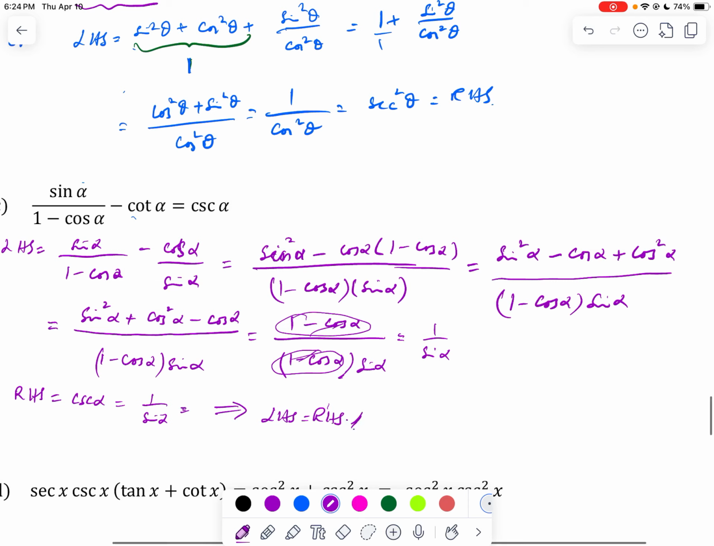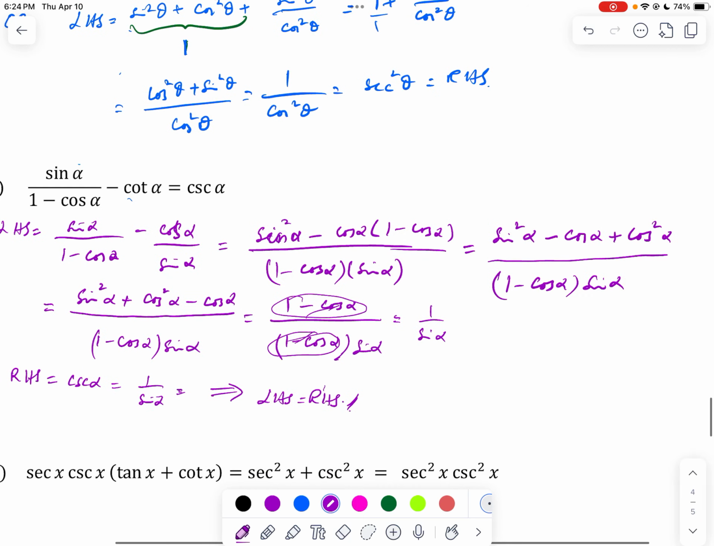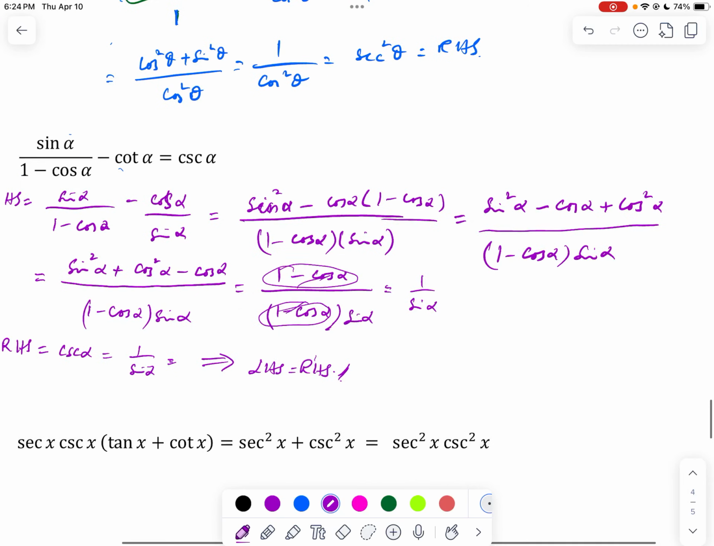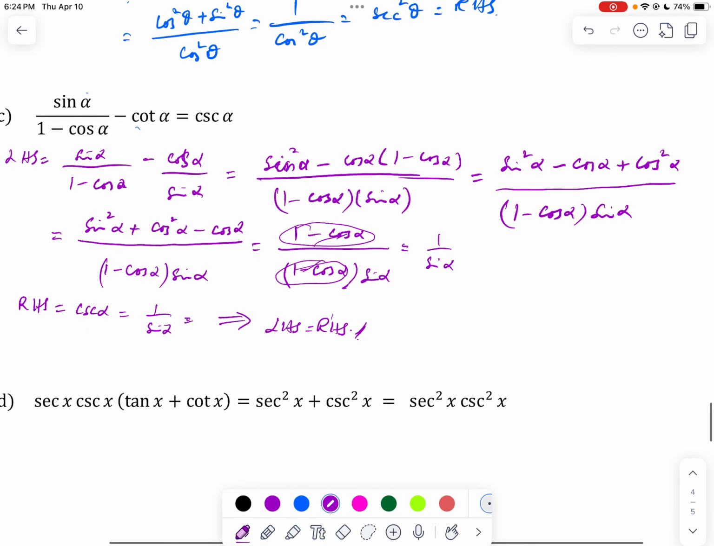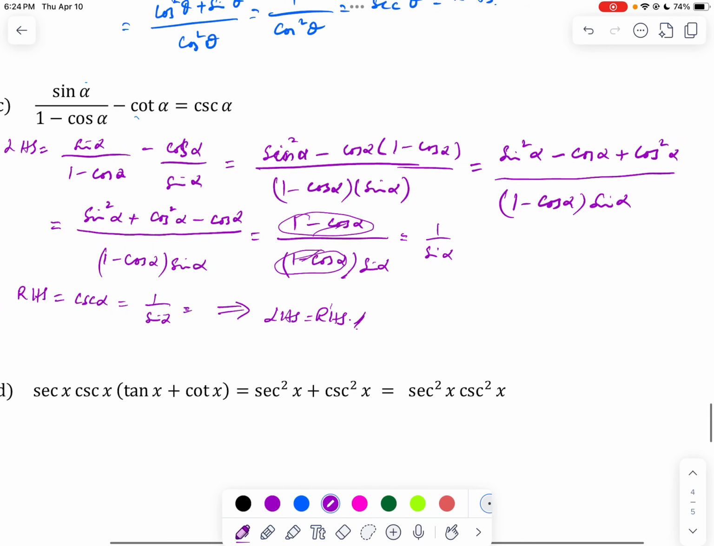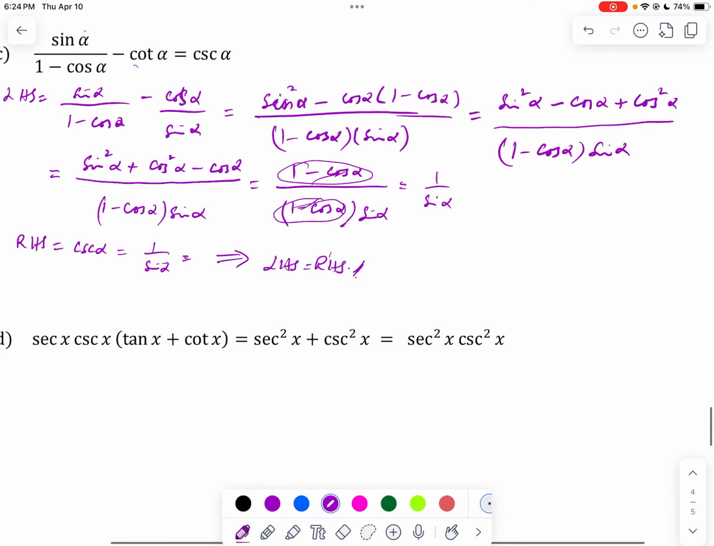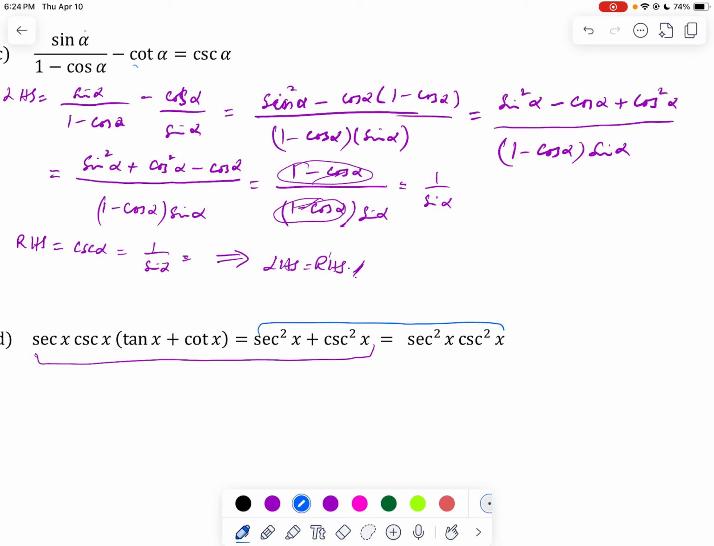I will let you try the next one, and then we will see how it worked. Oh, by the way, for the next one, as you can see, there are two equalities. What I want you to do is show that this is the same as this. Later on, we will show the second one is the same as the third one. That will come.